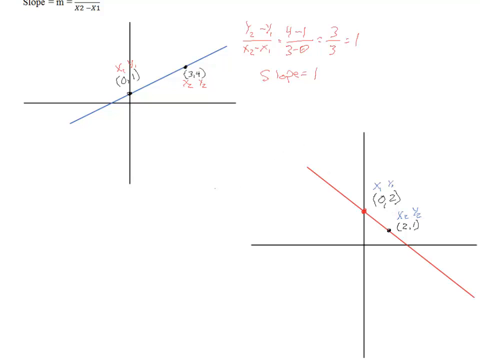So using our equation, y2 minus y1 over x2 minus x1, our y2 is 1 minus our y1, which is 2, and that's going to be over our x2, which is 2, minus our x1, which is 0. And if we subtract this, 1 minus 2 gives us a negative 1, and 2 minus 0 gives us a positive 2. So in this case, our slope is going to be negative 1/2.